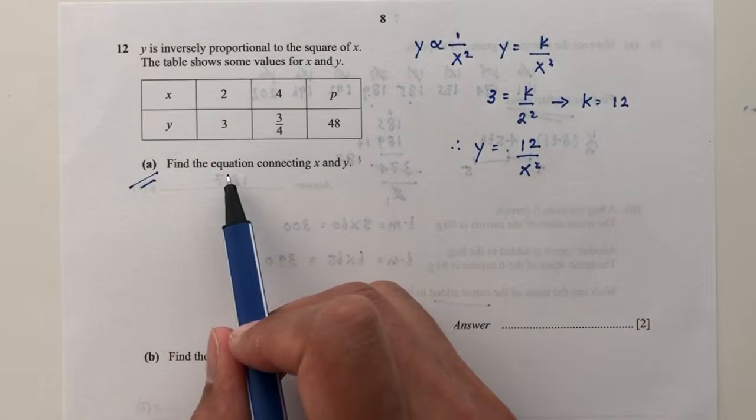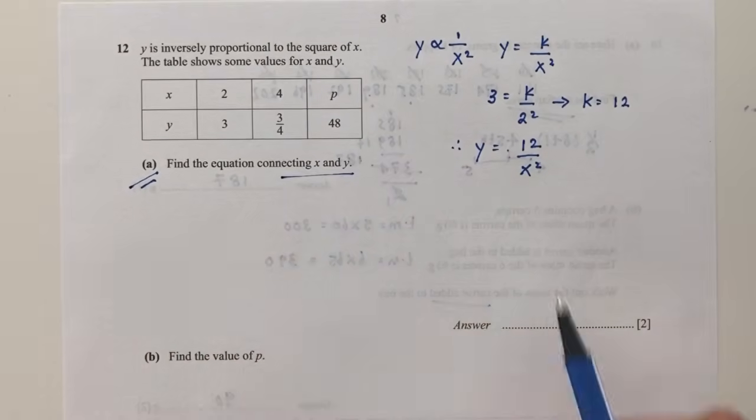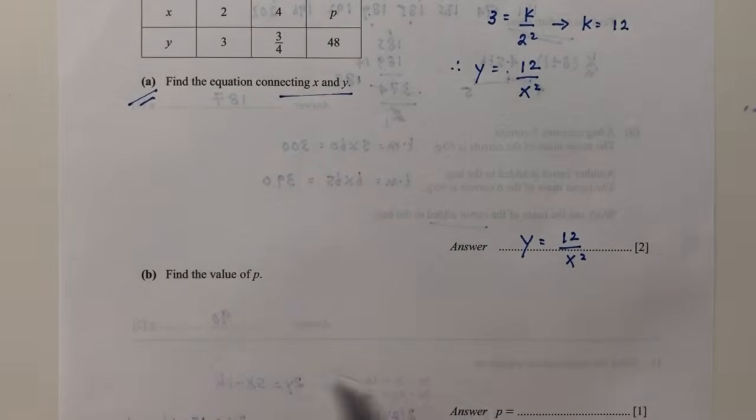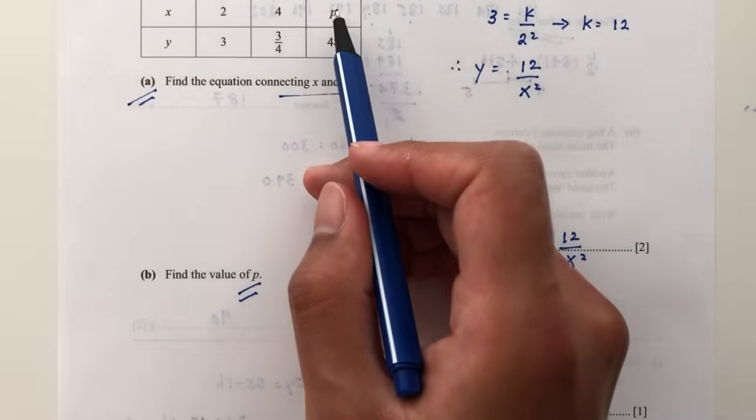Now part 1, find the equation connecting x and y. So we have this already. y equal to 12 divided by x squared. Now part B, find the value of p. What is the value of p here?